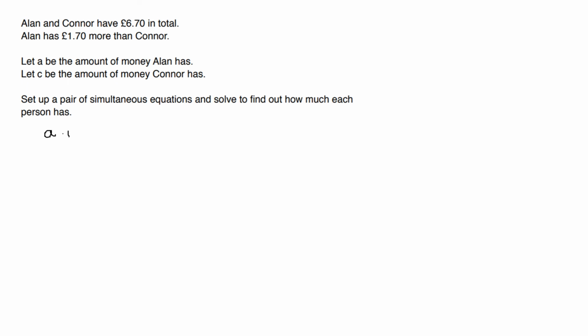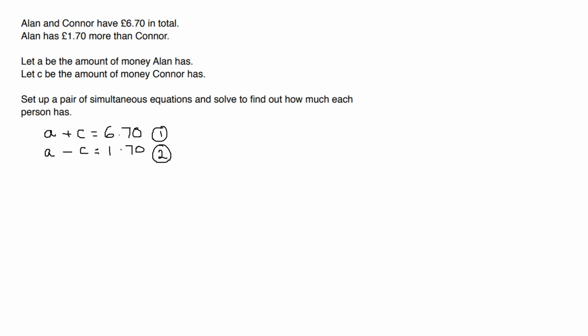So Alan plus Connor is £6.70. And Alan has £1.70 more than Connor. So we're going to have Alan minus Connor, A minus C, is £1.70. And as always, let's label those 1 and 2. So we're quite lucky here. We've got the same coefficients for Alan and for Connor.